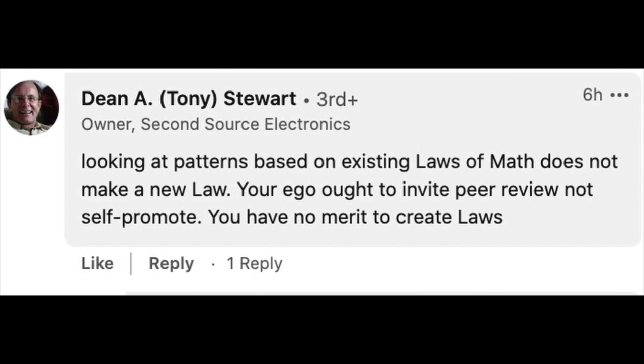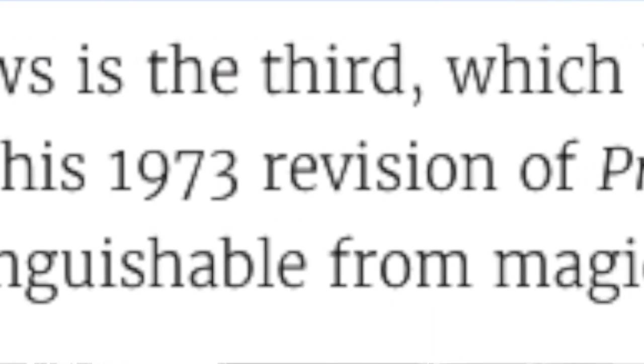You may remember that Tony says, oh, you have no merit to create laws of physics. Well, let me quote Arthur C. Clarke. Arthur C. Clarke came up with 3 laws of something. And the third law: any sufficiently advanced technology is indistinguishable from magic. And that is true. Now, I wouldn't say that's a law of physics, but it's true. If you look at these things, and I show you this stuff, and you go, oh my God, that's magic. No, it's not magic. It's 2 laws of physics, and they are proven right here.